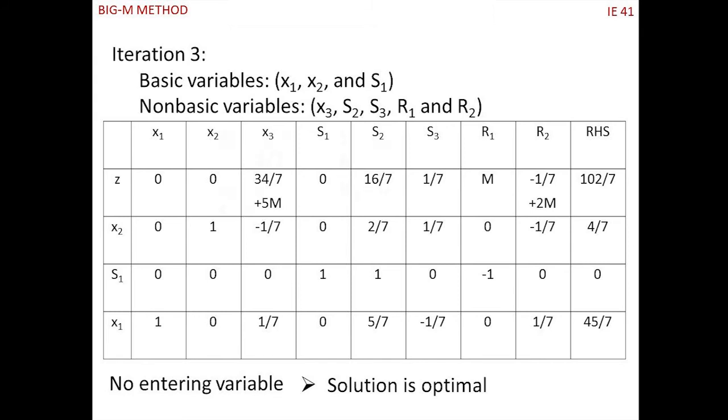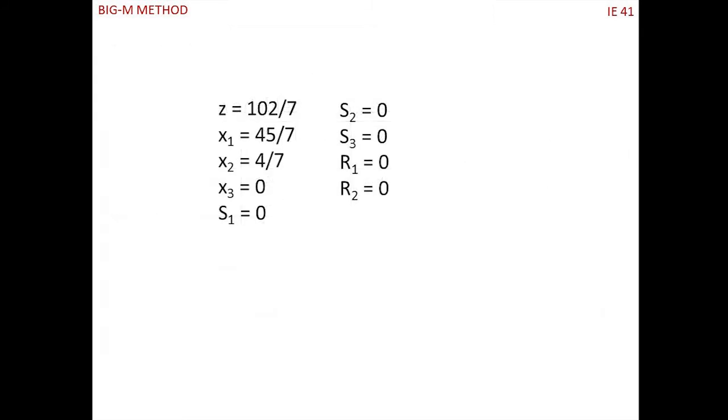We arrive at the optimal solution. Z = 102/7, x₁ = 45/7, x₂ = 4/7, and the rest are all equal to 0.